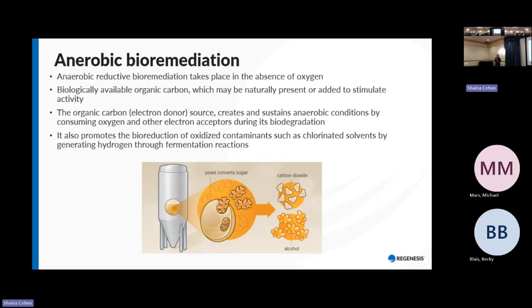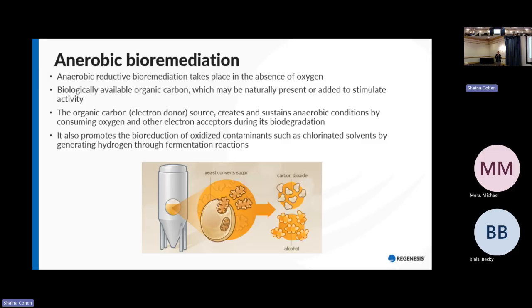Now, switching gears here a little bit into anaerobic bioremediation in a productive capacity. Before, even when we were talking anaerobically, it was still these oxidative reactions. And now we're switching gears. Typically we're using these processes for things like chlorinated VOCs, where biologically available organic carbon, some amount of which is naturally present, but often we're adding it in when we're doing these bioremediation strategies, is added to stimulate all of this activity.